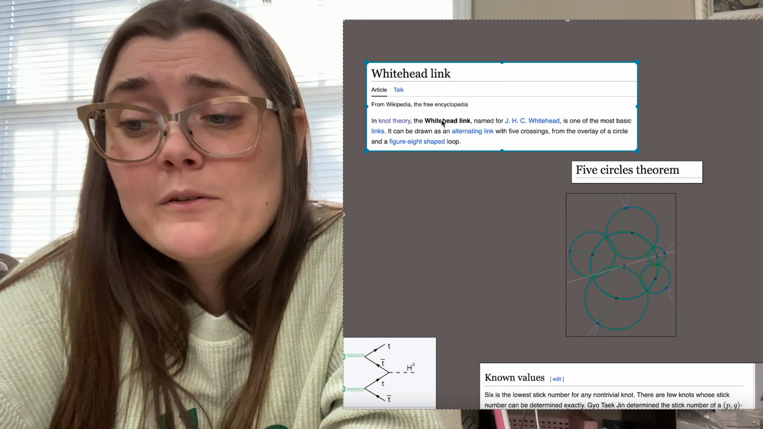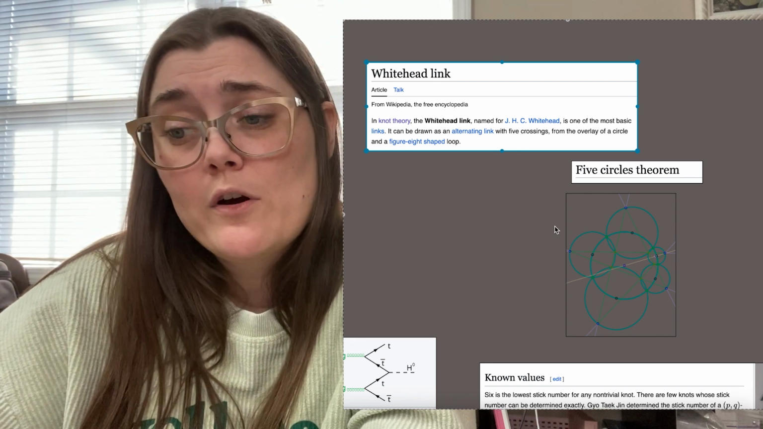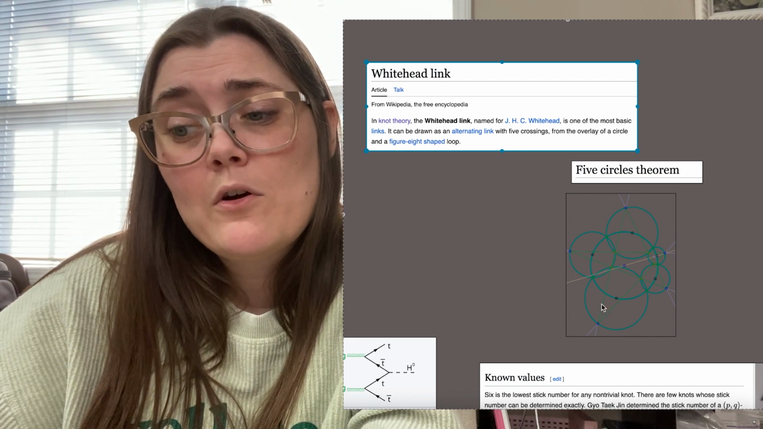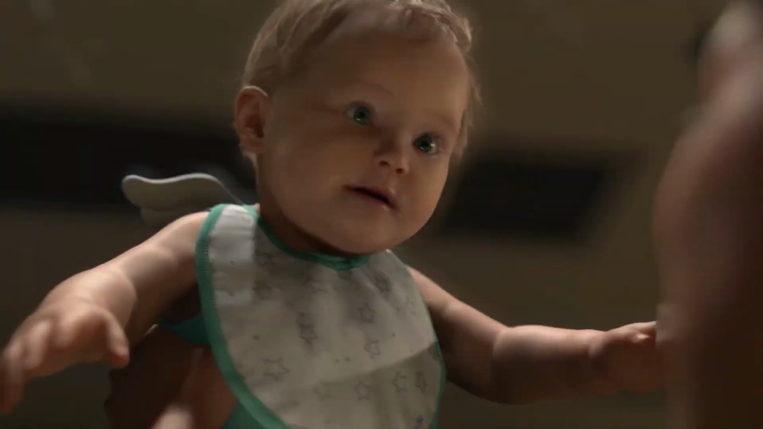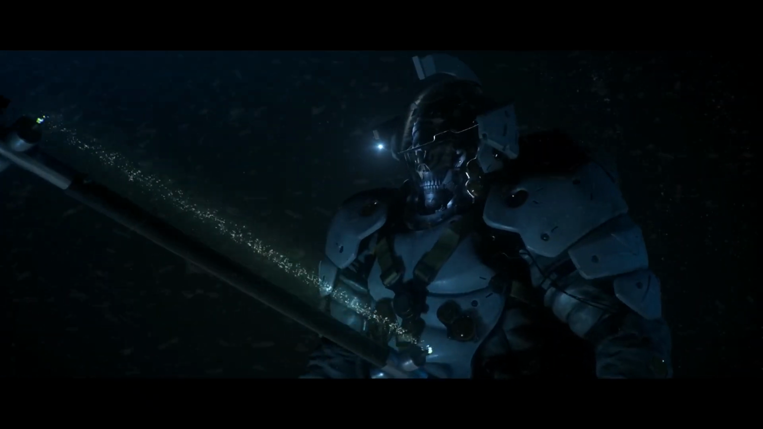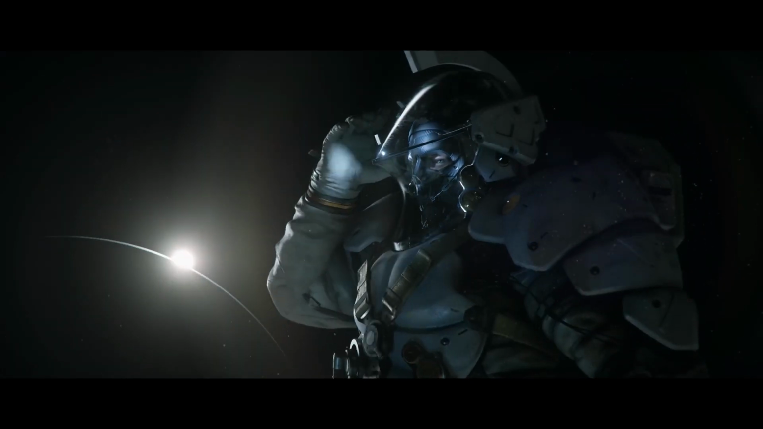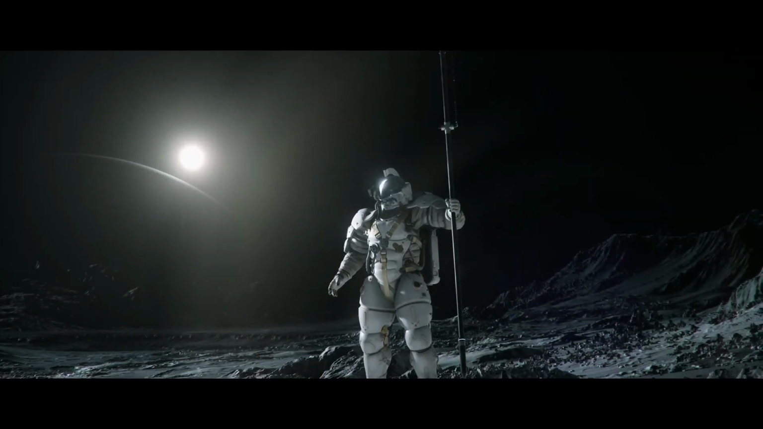5 circles theorem, I'm not going to get in the weeds of it. I just think it's funny because it makes a star. If you look in here, there is a star made out of this. And we see stars on Lou's bib. We see these circles, this shape almost, on different parts of the Ludens astronaut. And I just wondered if it was something that they were referencing in the trailer.